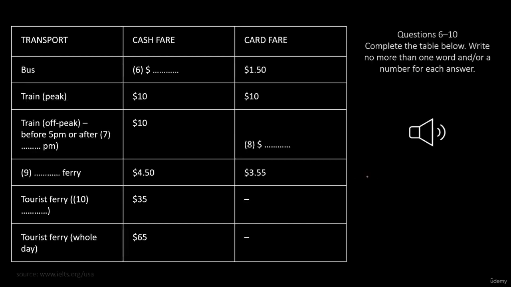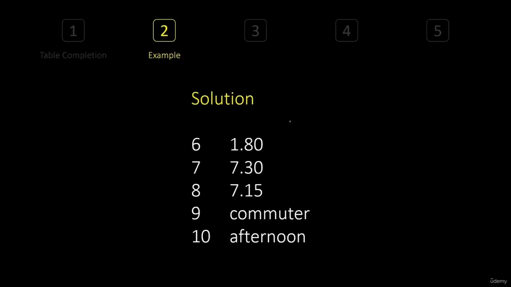Okay, so we are back. I hope you find all the answers, and let's see what is the solution for this. The solution is: number 6, 1.80; 7, 7.30; 8, 7.15; 9, commuter; and 10, afternoon.